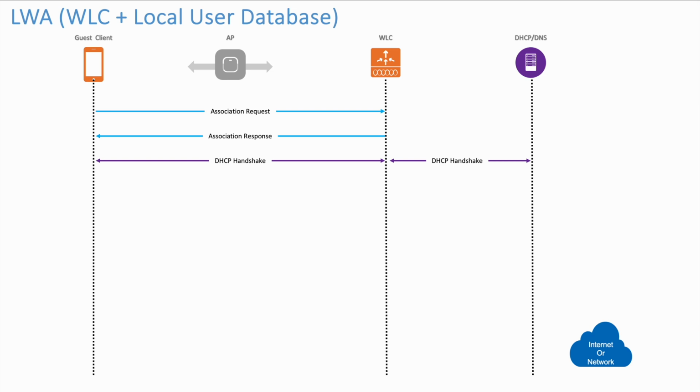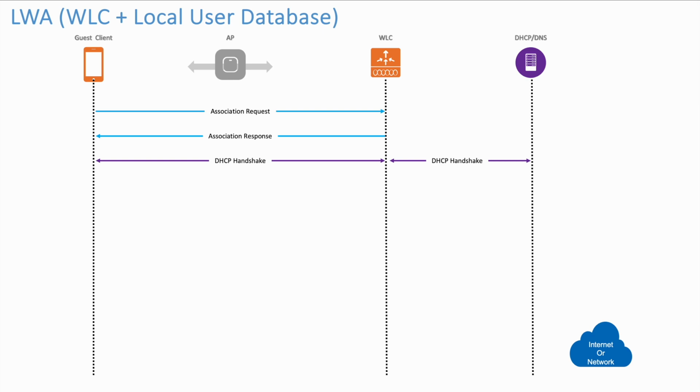If you want to add extra security, then you definitely have to have a pre-auth ACL on your network, and that will be used for multiple reasons. One, to control the traffic, to give restricted access to your guest client. And if you have a pre-auth ACL, then it should allow your DHCP and DNS traffic between the client and the server.